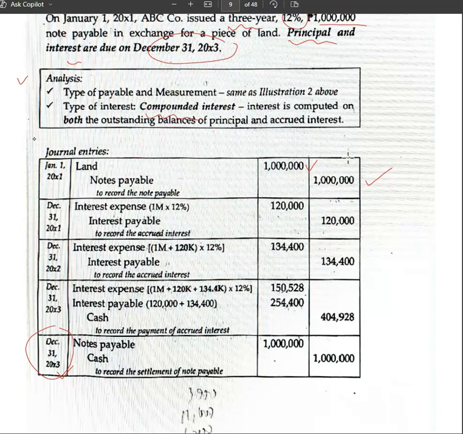Okay, so we have now our first reporting date, which we have to compute the interest expense. And remember, both the principal and the interest will be due at the third year. Therefore, at the end of the first year, there is no payment of the interest, only accrual of this one. So we have here 1 million times 12%. So we have the first one. So simply debit interest expense and credit interest payable.